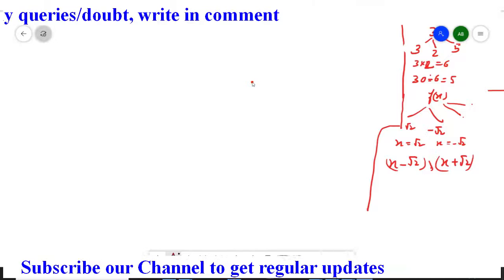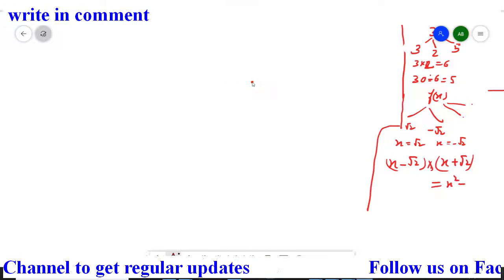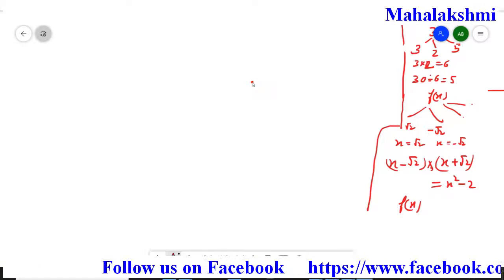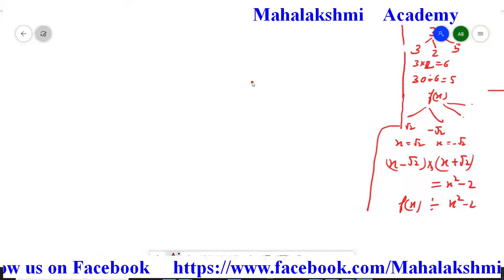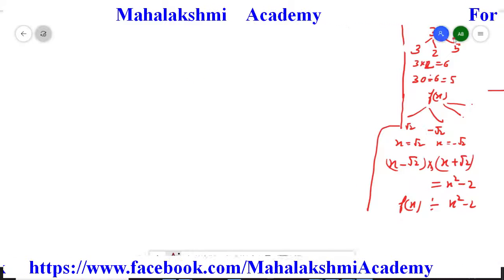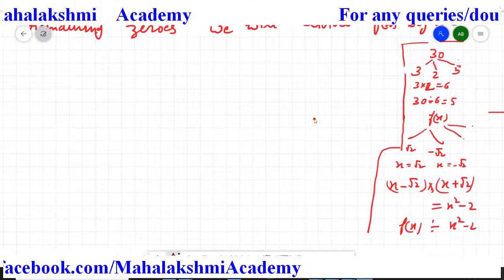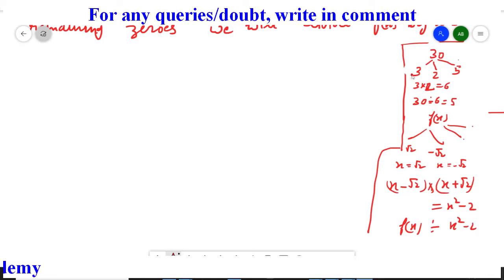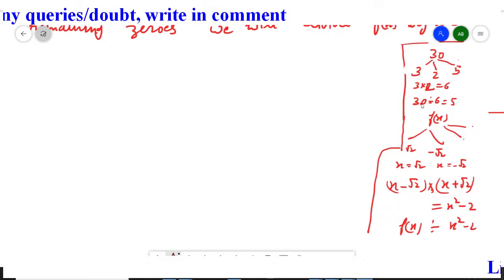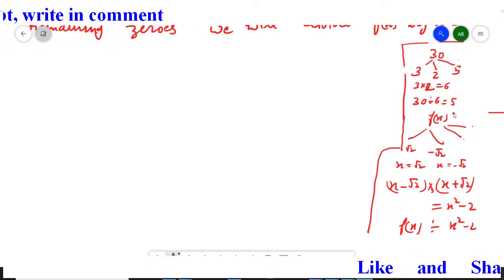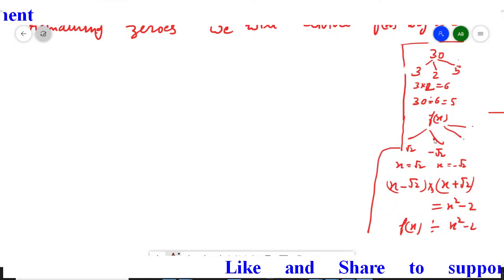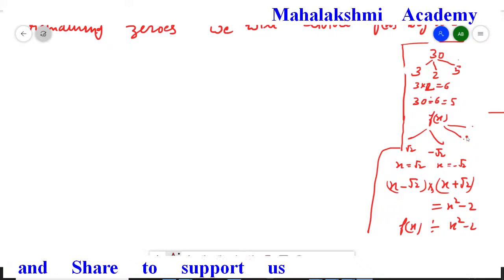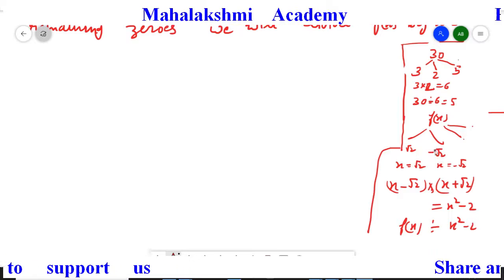Now if you multiply them, you will get x square minus 2. To find out the remaining zeros, you have to divide fx by x square minus 2, by the same concept: among 30, if 3 and 2 are the factors, to get 5, first we multiplied 3 times 2 to get 6, then divided 30 by 6, which gave us 5. In the same way, for fx, the 4 zeros are root 2, minus root 2, and 2 remaining zeros we have to find out. So these are the zeros, these are not the factors.